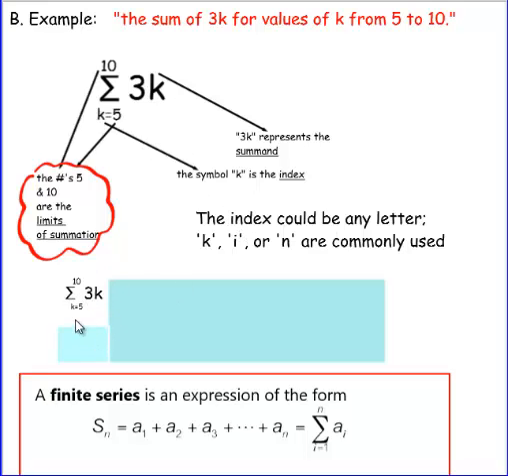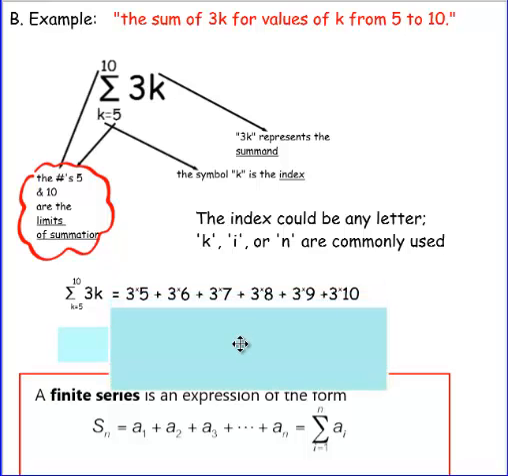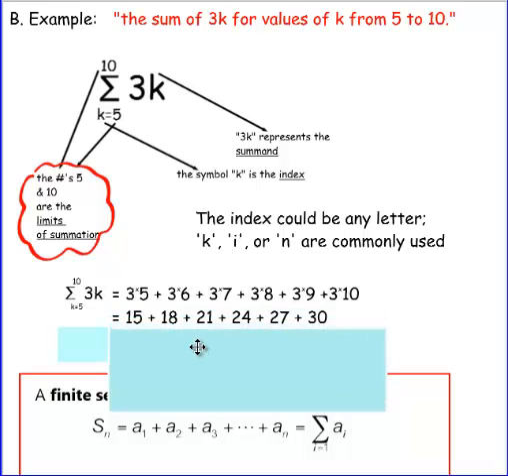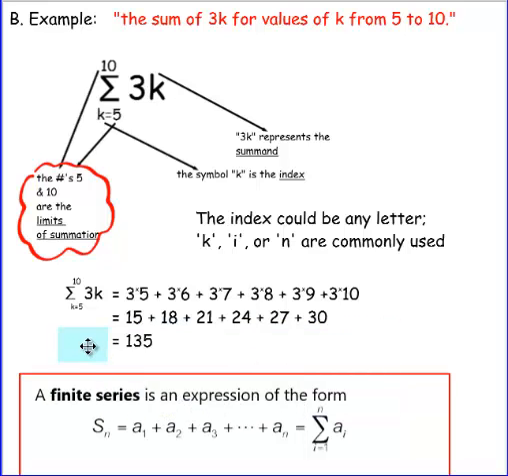So here's the one that we were looking at, the summation of 3k from 5 to 10. So we plug it in to the k spot. So it would be 3 times 5. We start with the 5, and then 3 times 6, and then 3 times 7, 8, 9, and 10. So you just plug it in each time and multiply them by 3. So then you do the multiplication, and you add them all up. So when we add those all up, you get that this summation is equal to 135.